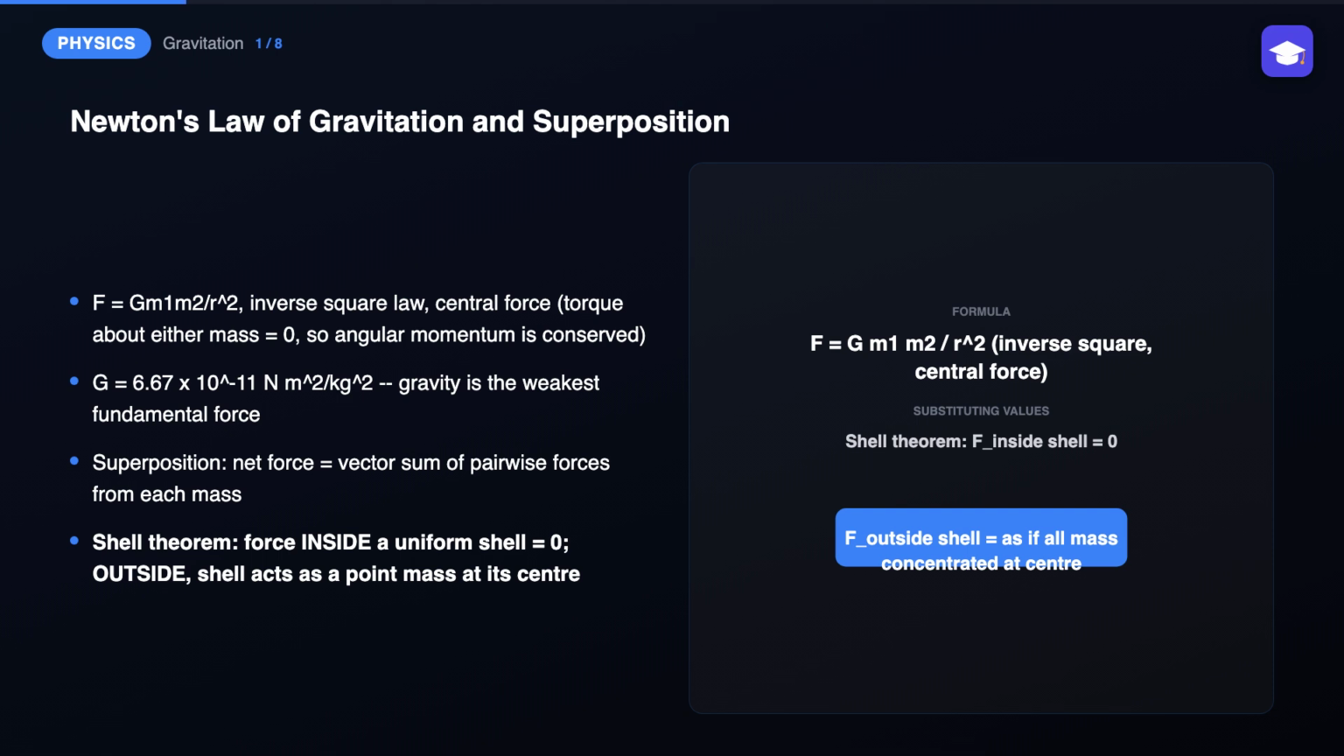Integrating, a critical JEE trick: for a uniform spherical shell, the net gravitational force on a point mass placed anywhere strictly inside the shell is exactly zero, while outside the shell, the entire shell behaves exactly as if all its mass were concentrated at the center. This shell theorem, proved rigorously using Gauss's law for gravity, is the single most tested conceptual result in this section.